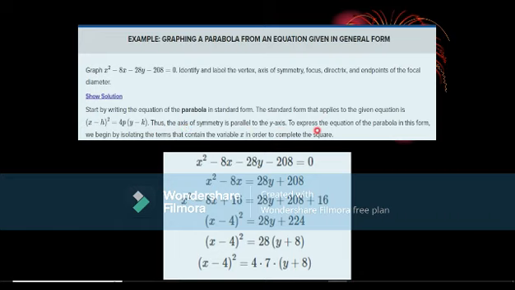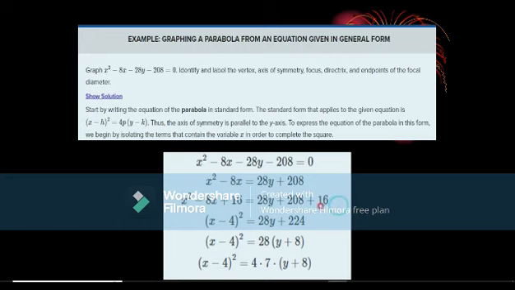To express the equation of the parabola in this form, we begin by isolating the terms that contain the variable x in order to complete the square. So we have x squared minus 8x minus 28y minus 208 is equal to 0. Then x squared minus 8x is equal to 28y plus 208. Then x squared minus 8x plus 16 to complete the square. Negative 8 divided by 2 is negative 4, and negative 4 squared is positive 16. Since we add 16 on this side of the equation, we also add 16 on the other side.